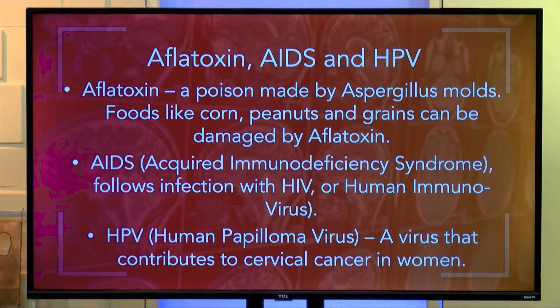Aflatoxin is a poison made by Aspergillus molds. Foods like corn, peanuts, and grains can be damaged by aflatoxin, and then in some countries, we eat a lot of those foods. AIDS is acquired immunodeficiency syndrome, follows infection by HIV, human immunovirus, and then HPV, we know a lot about the last 20 years, human papillomavirus, a virus that contributes to cervical cancer in women. And folks, in various countries, for example, sub-Sahara Kenya, women have a lot of HPV. Right? We just need to study this.